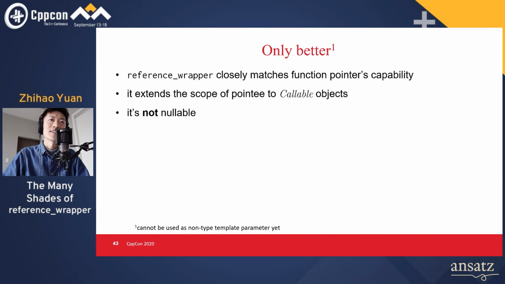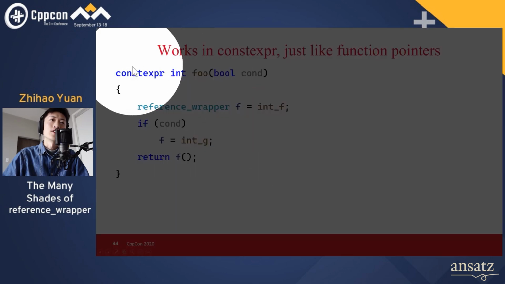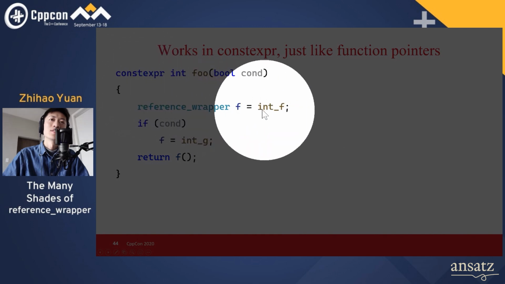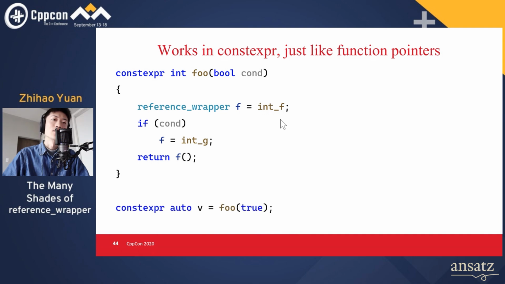So what do I mean by saying it closely matches function pointer's capability? I'll give you some examples. First, reference wrapper works in constexpr. You can bind the reference wrapper to a constexpr function in a constexpr function, and finally, you can even call it in a constexpr context, just like function pointers. This guarantee is given in C++20. If your standard library vendor hasn't implemented it, you're welcome to contribute.